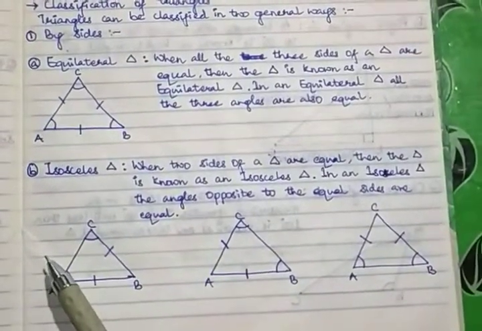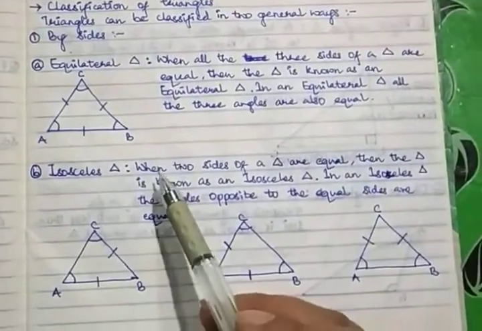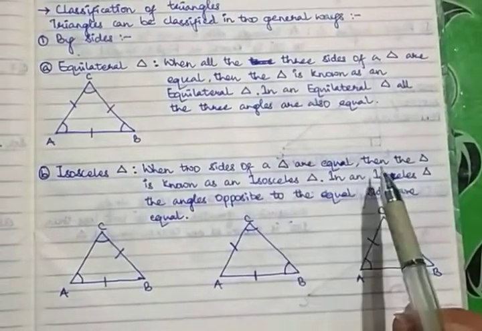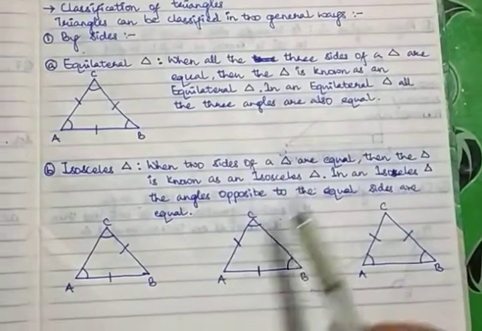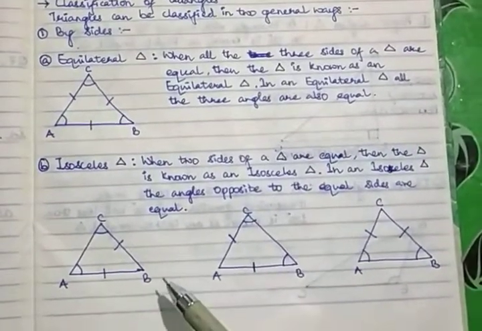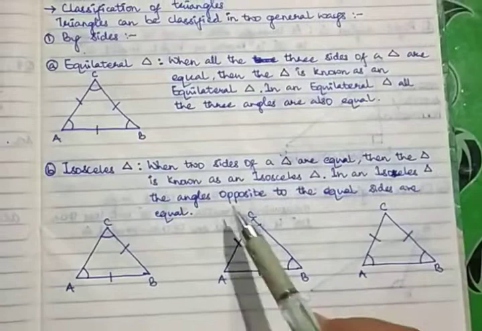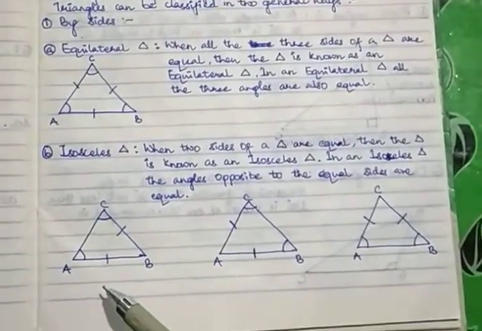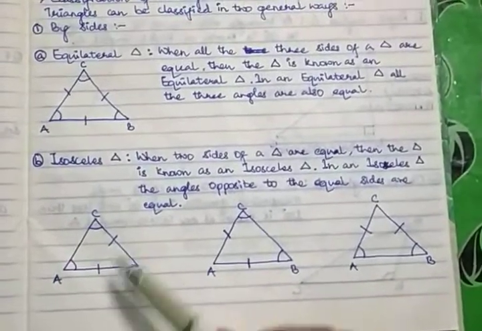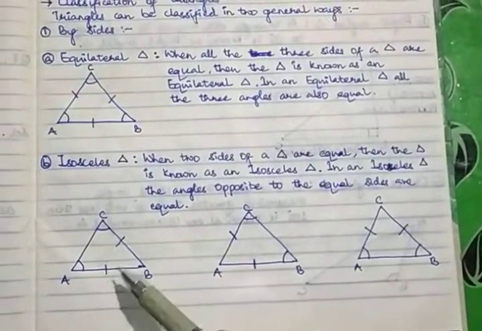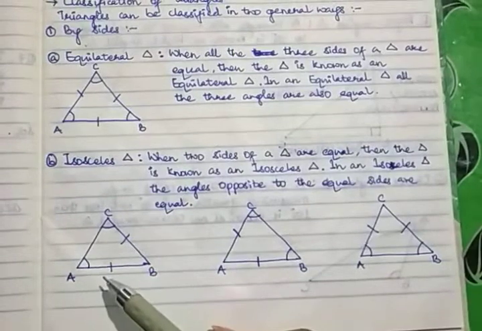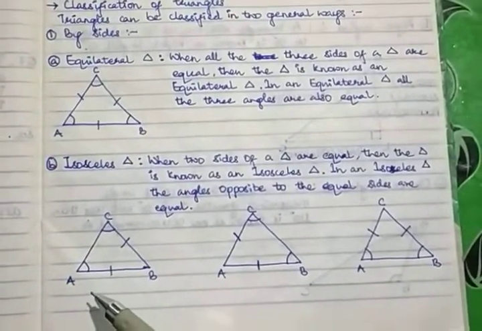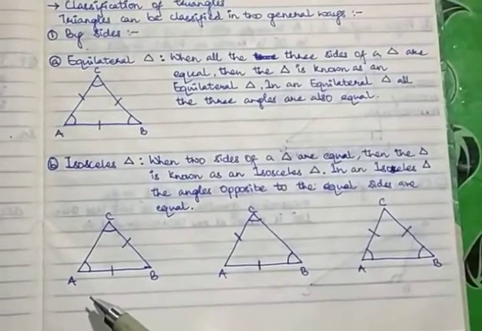Now after that comes the isosceles triangle. This one is also important. An isosceles triangle is when two sides of a triangle are equal. Remember, when two sides of a triangle are equal, the triangle is known as an isosceles triangle. In an isosceles triangle, the angles opposite to the equal sides are equal. In basic language, if in a triangle two sides and two angles are equal, then that triangle is an isosceles triangle.